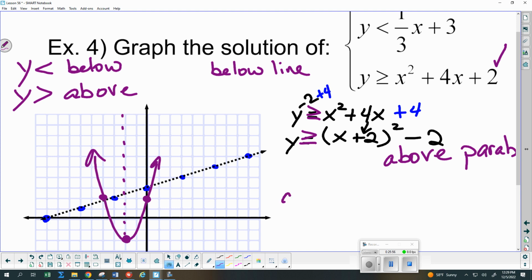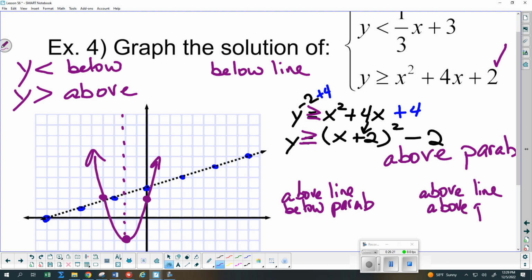Notice if I wanted to talk about above the line and below the parabola, that would be split. I'd have this part over here and this part out here. If I wanted to do above the line and above the parabola, that would be this part from the dotted line up here, but staying inside the U shape. Everybody good with that?